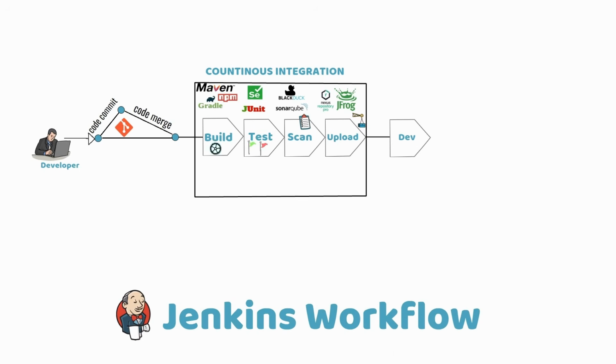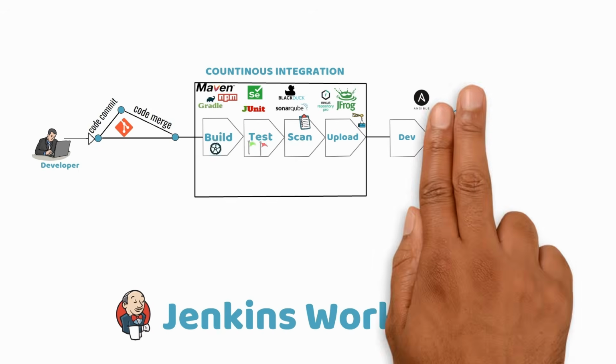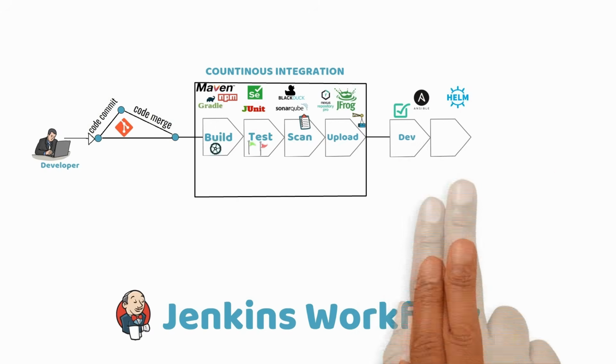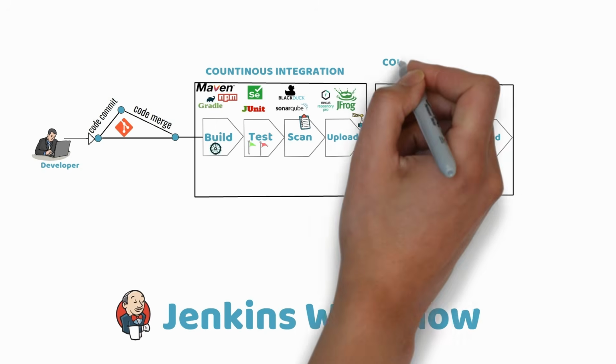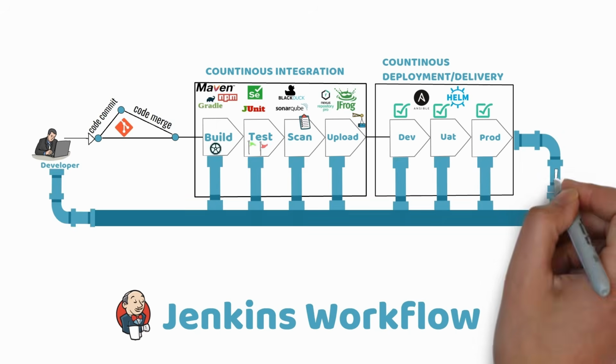The build is then transferred to a lower environment such as dev for the deployment using tools such as Ansible, Helm for Kubernetes related deployments. Once it is approved and tested in dev, it would then be deployed in a pre-prod or a UAT environment. Once it is approved and tested in UAT, it is then ready for the deployment in production. The process of deploying all the validated changes onto the production environment is called continuous deployment. However, continuous delivery ensures that manual approval is required before delivering the code to production.